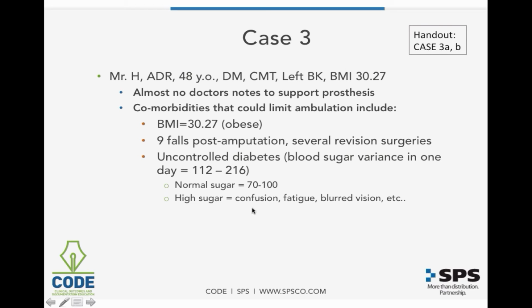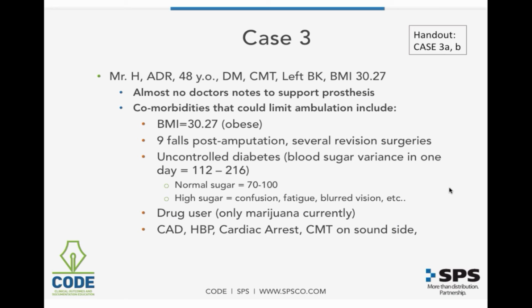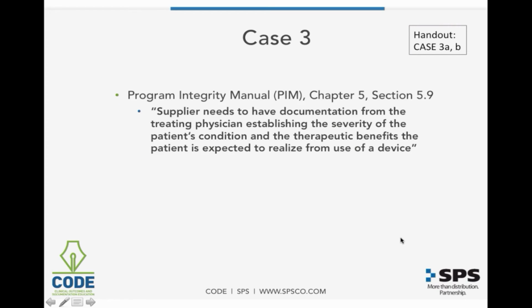But why 9 falls? Well, he also had uncontrolled diabetes. There's a problem for balance and what have you, right? Also a drug user. He claims that he's only using marijuana currently, but of course, it doesn't take 1,000 drugs to make you a little bit loopy and make it difficult to stay upright, right? And then as if to just pile up on this one, he has coronary artery disease, high blood pressure, history of cardiac arrest, and again, Charcot-Marie-Tooth on the sound side.